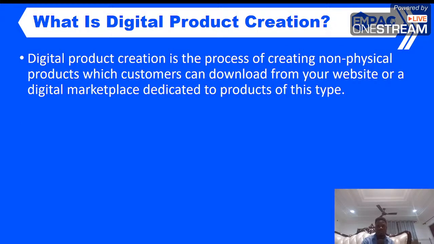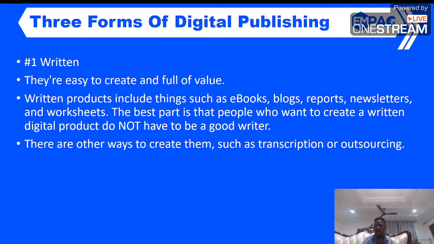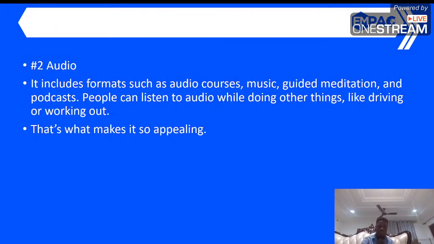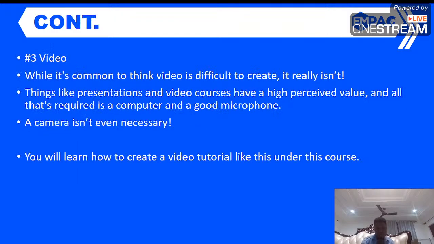Now, when you talk about digital product creation, you are talking about the process of creating the digital product. So you can do it on your website or from a marketplace dedicated for digital products. Now, let's look at 3 specific forms of digital products we are interested in under this course. So we have the written product, we have the audio, and we have the video.